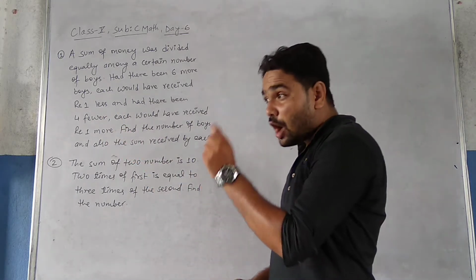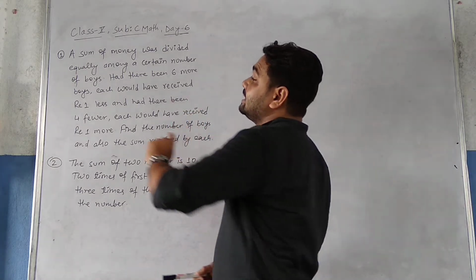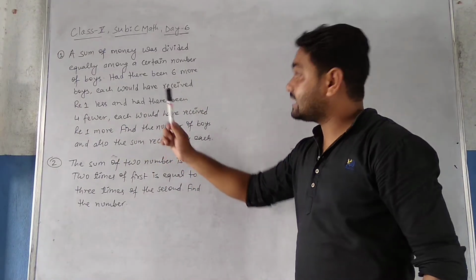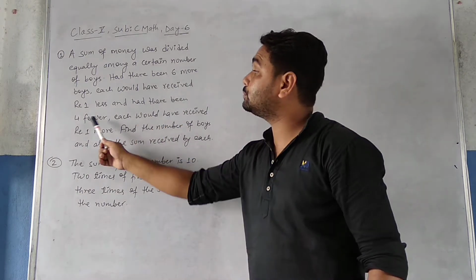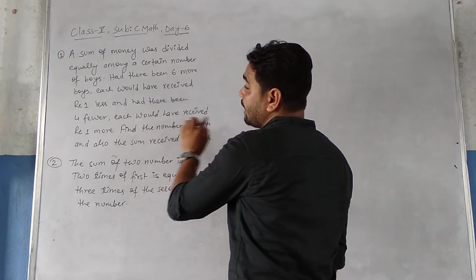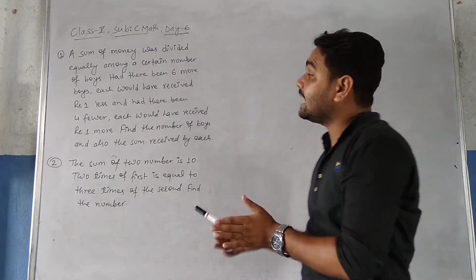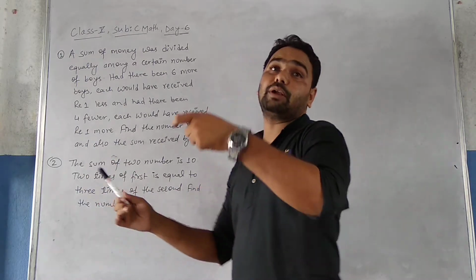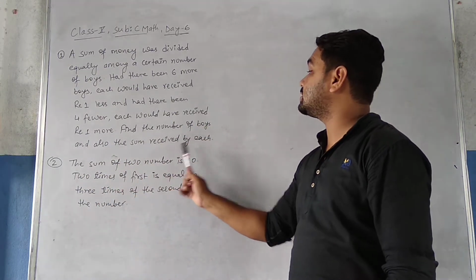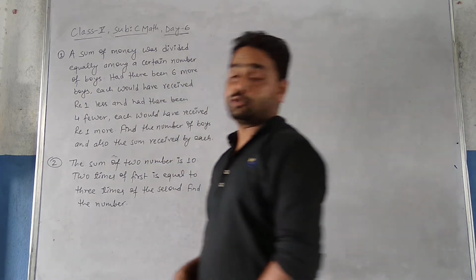That means what? How much do they get? They get 1 less. And the second condition, had there been 4 fewer, if there are 4 fewer boys, each would have received 1 more. That means they get 1 more. And find the number of boys and also the sum received by each. So this is the question, and we are going to do this.